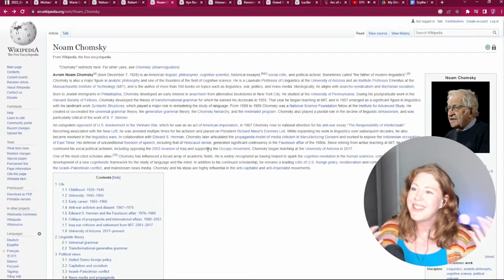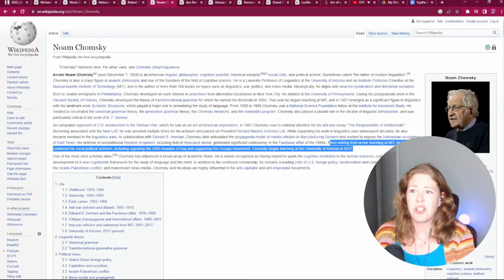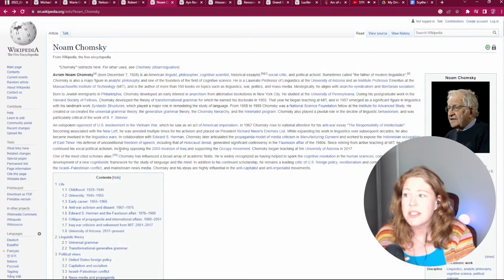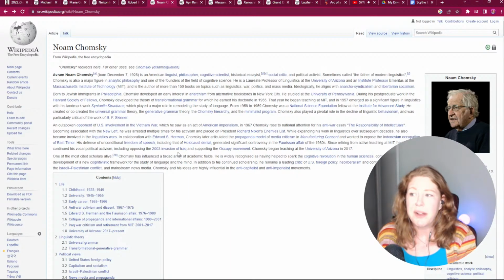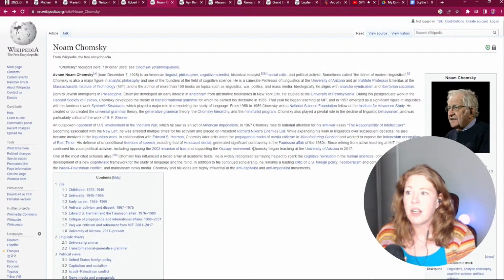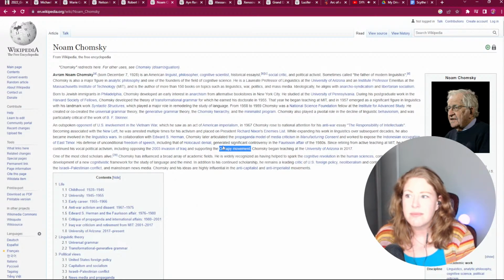to allow people to say that the Holocaust didn't happen. It's very controversial. Since retiring from active teaching at MIT, he has continued to be vocal about his political activism, including opposing the 2003 invasion of Iraq, which America was a part of, and supporting the Occupy movement, which is the Occupy Wall Street movement, trying to basically take back our country from capitalists. Chomsky began teaching at the University of Arizona in 2017.